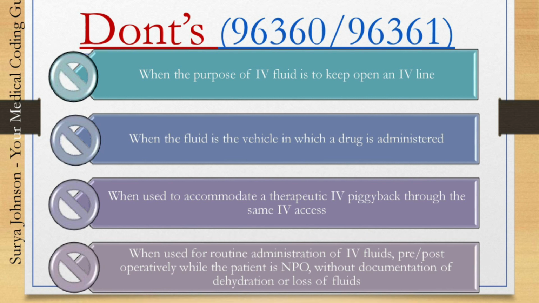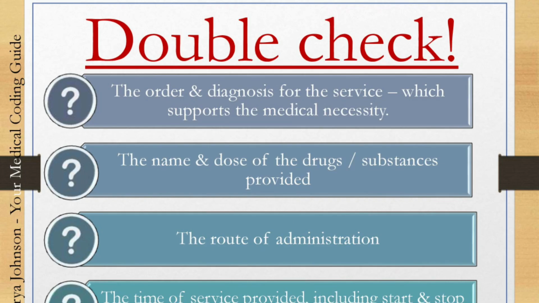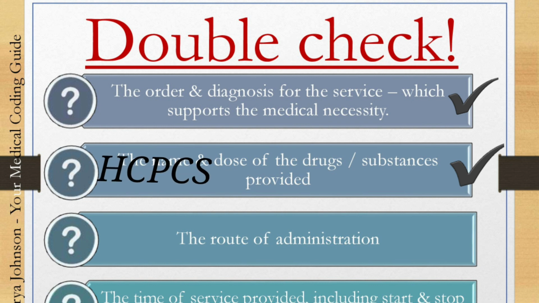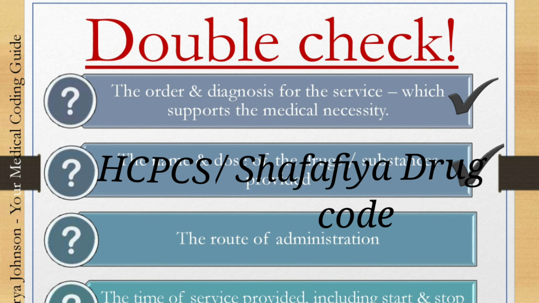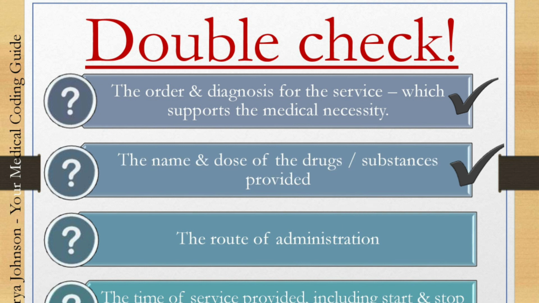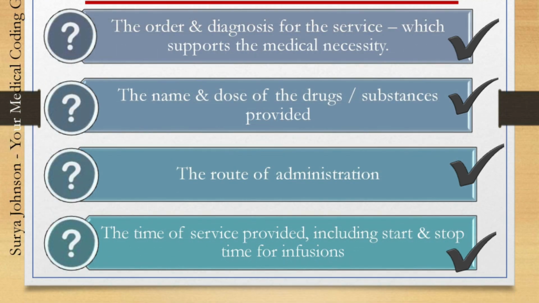Now we have wrapped up the session, right? We'll see some extra points to boost up your knowledge. You should always double check the following points. The order and diagnosis for the service which supports the medical necessity. The name and dose of the drug or substance provided, because along with these CPT codes, you should always code the substance or the drug that is given. If you are US based, you'll be coding HCPCS codes. If you are in UAE, that is the Abu Dhabi Al Ain region, you'll be coding the Shafafiya drug codes. And then you should always double check the route of administration, and at last the time of service provided, including the start and stop time for infusions.